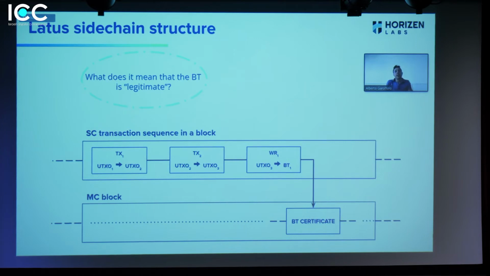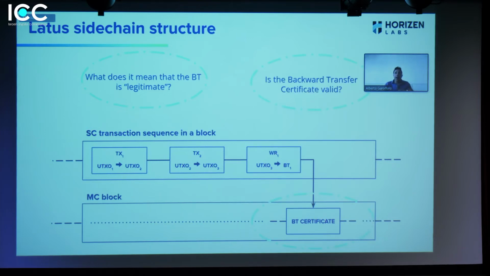Above you can see a sequence of transactions that are in a block, for example. This is a specific sidechain example that is UTXO based, but this applies also to account-based sidechains. Let's say you have a transaction one that is spending UTXO1 and creating UTXO2, and another transaction that is spending UTXO2 and creating UTXO3. And a withdrawal request finally spends UTXO3 and creates the backward transfer, which is then appended to the backward transfer certificate.